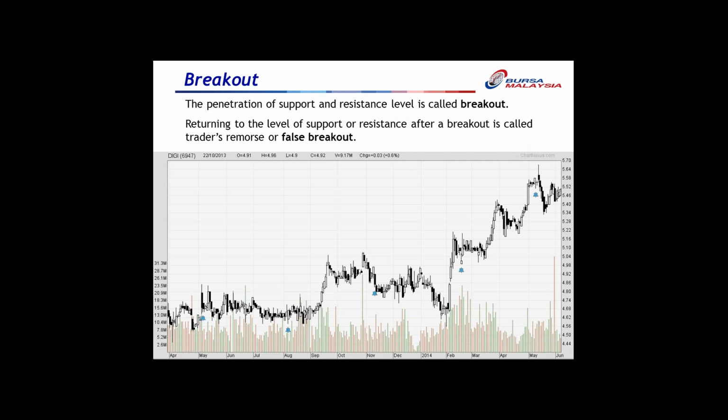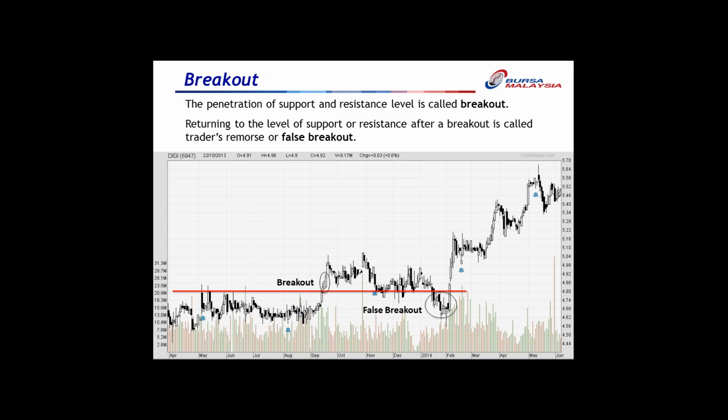Okay, so let's look at this chart. Now, this could be a breakout. You see the circle that I drew. This is a breakout. So when the price breaks through the resistance level, this is called a breakout. Okay, and when the share price goes back down below the resistance level, it is called a false breakout. That means the trader regrets already.